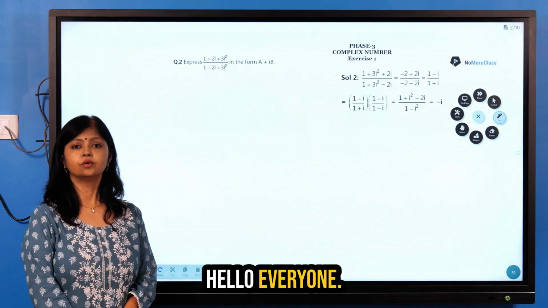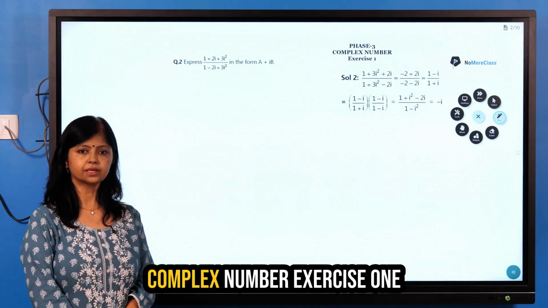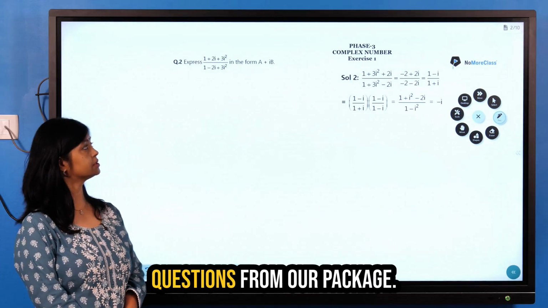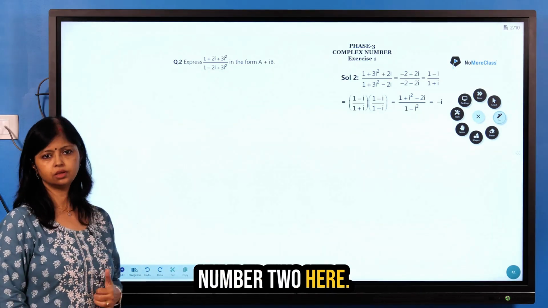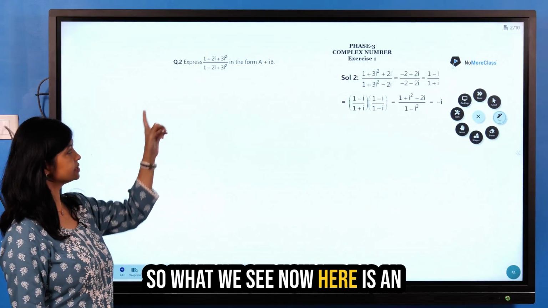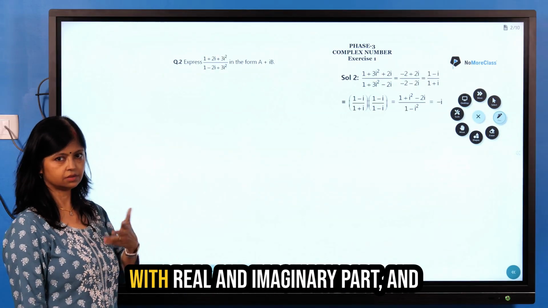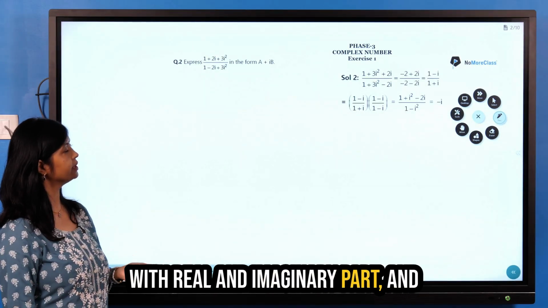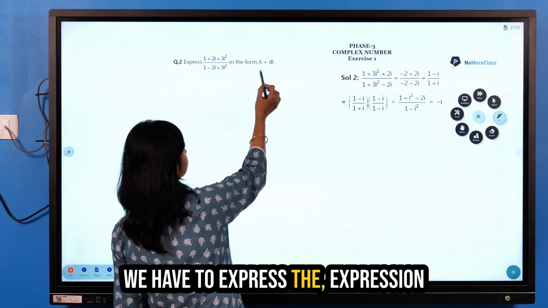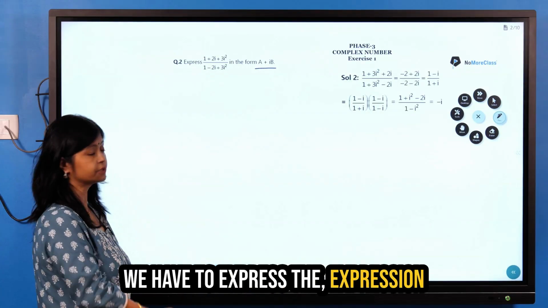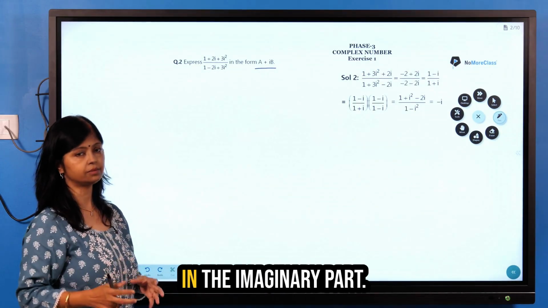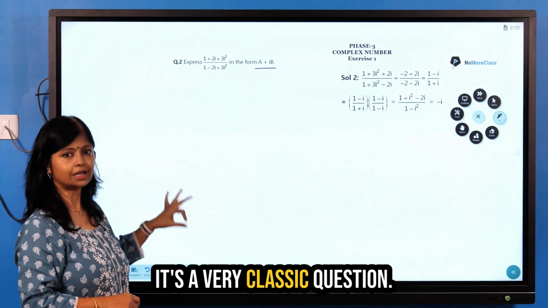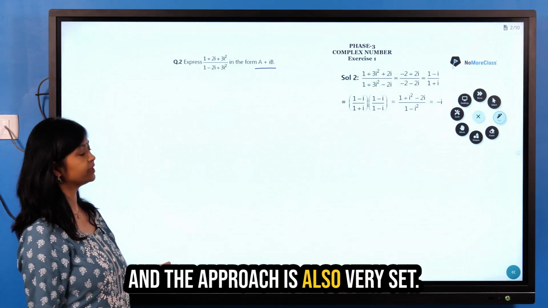Hello everyone. We are looking at phase 3 complex number exercise 1 questions from our package, and we are at question number 2 here. What we see here is an expression in complex numbers with real and imaginary parts, and we have to express the expression given to us as a plus ib, meaning we have to find the real part and the imaginary part. It's a very classic question, and the approach is also very set.